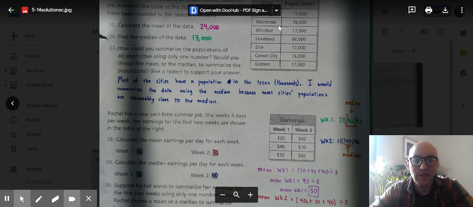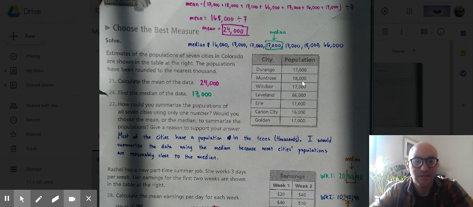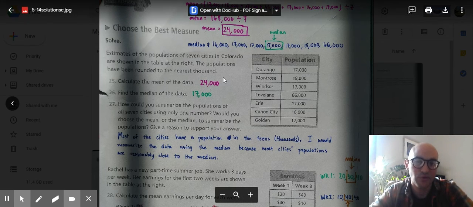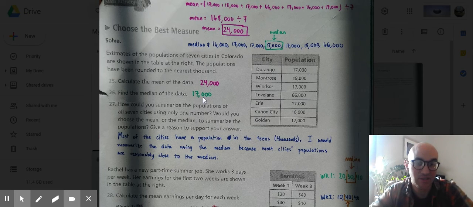Okay. So if you're looking at the data here, I'm like 17,000, 18,000, 17,000, 66,000, 70,000, 16,000, 17,000. I notice a pattern or sort of a trend that most of the cities have a population somewhere in the 10,000s, right? 17,000, 16,000, 18,000, etc. And if I look at my two data here of mean versus median, mean is 24,000, and that's a meaningful number. I mean, that's a true calculation of this data. The median, however, is 17,000. That's also a meaningful number.